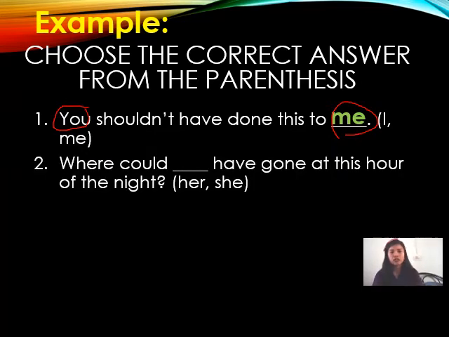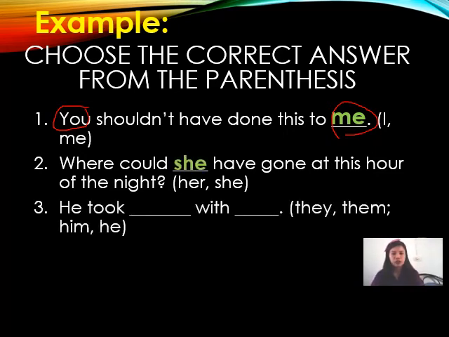Number two, where could blank have gone at this hour of the night? Her or she? This is a question, class. Remember, a while ago, I said that the subject pronoun is before the verb or preposition, right? And the object pronoun is after the verb or preposition, except for the question. Okay, so now class, do you think we are looking for a subject or object pronoun? Then the answer is a subject pronoun. And what is the subject? Her or she? She, okay.